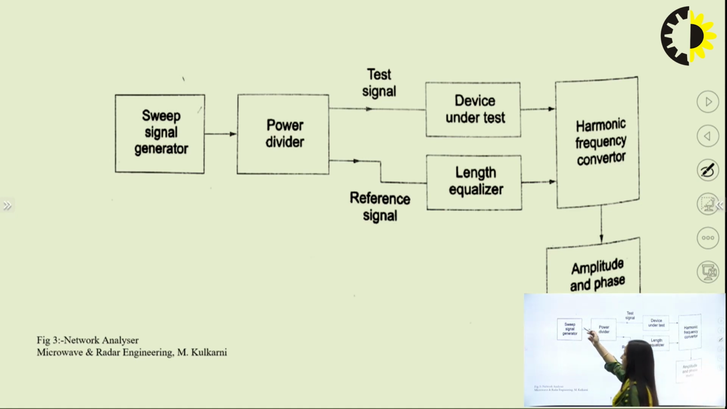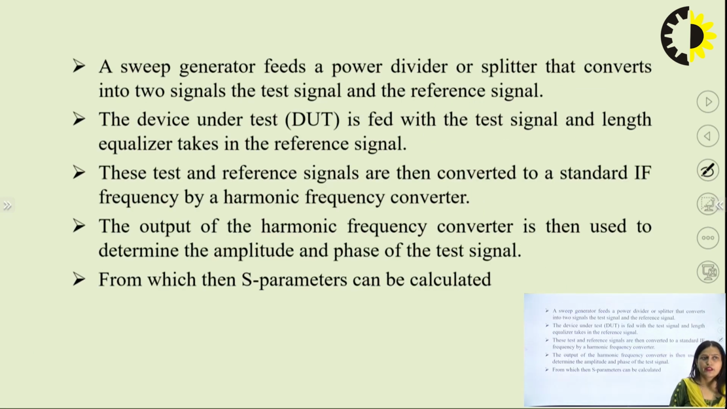Here one sweep generator is used to generate a signal, and it is given to the power divider, or we can say the power splitter. It splits your signal into two parts. One is the test signal, which is given to the device under test, and the second is the reference signal, which is given to the length equalizer. Now these two signals are compared and given to the harmonic frequency converter, which converts the signal into an IF frequency, and from this IF frequency we can find the amplitude and phase of the test signal.